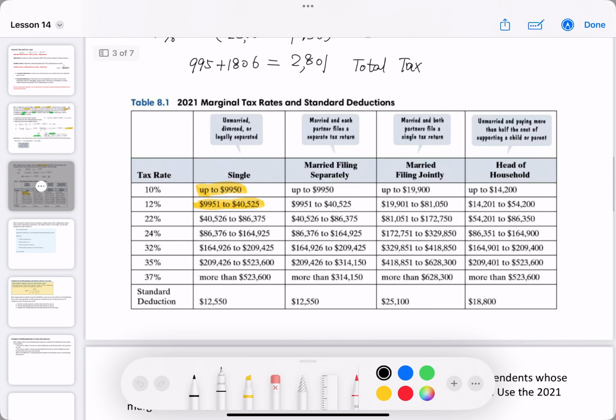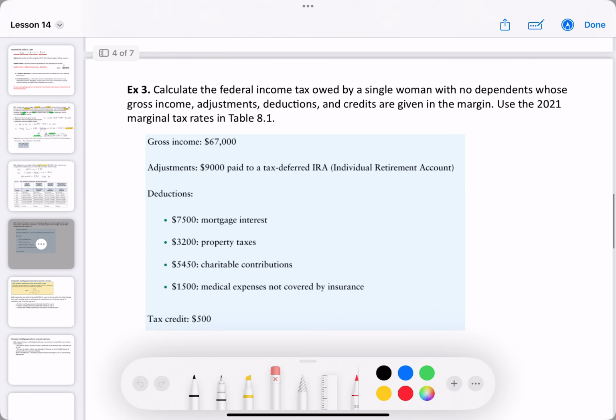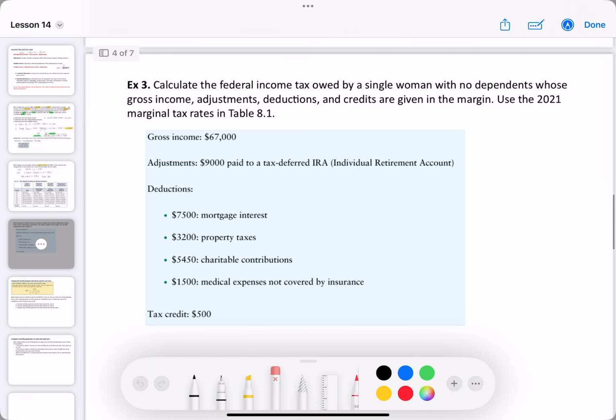Okay, if other questions say married filing jointly, then you should focus on this column. Okay, let's see the next example. We're using this table very often, so print out this table.